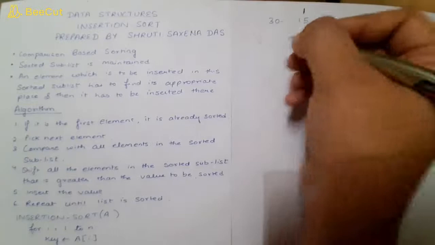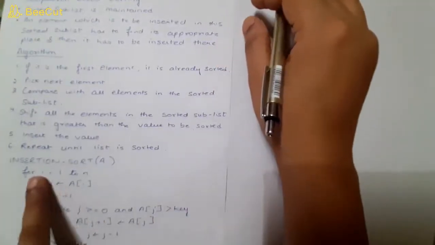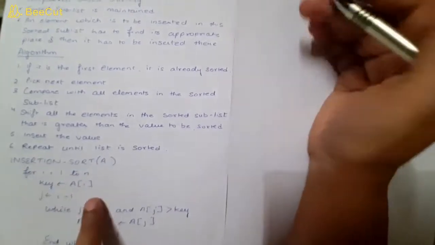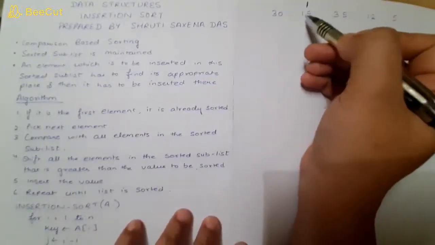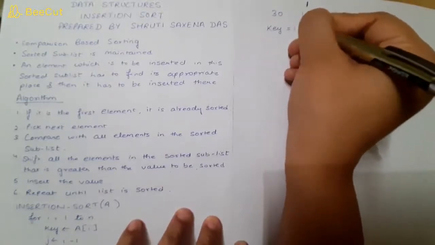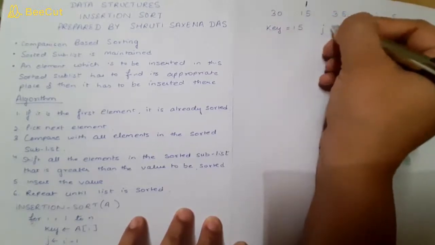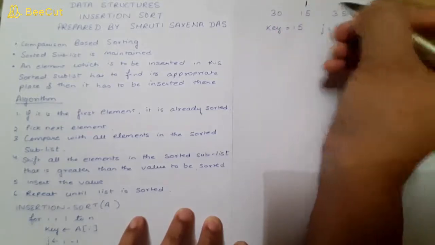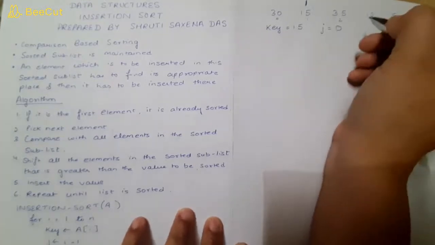You can see the pseudocode over here: the i loop is running from 1 to n. We take one variable, key, and store the value of a[i]. In this case i is 1, so a[i] is 15, so key will be 15. Then we take another variable j, and j will be i minus 1. So i minus 1 will be 0, with indices 0, 1, 2, 3, 4. So j will be 0.